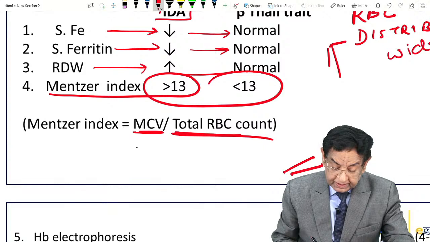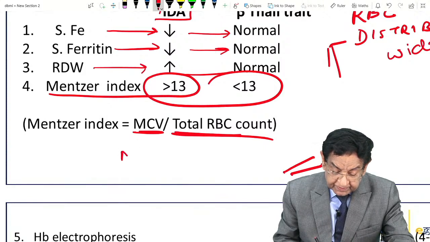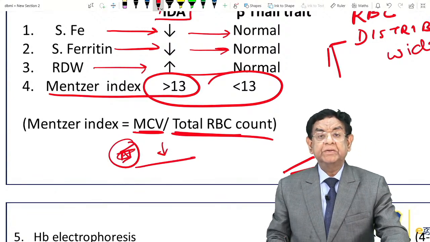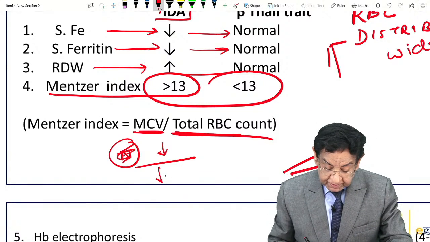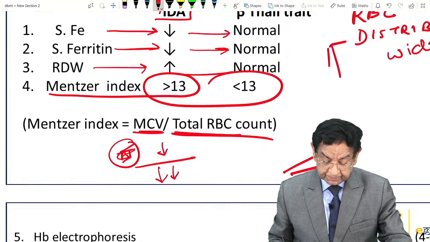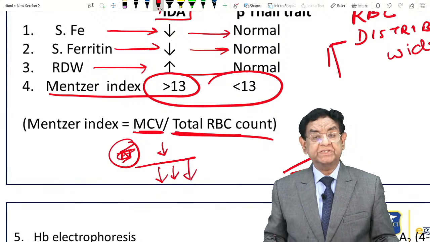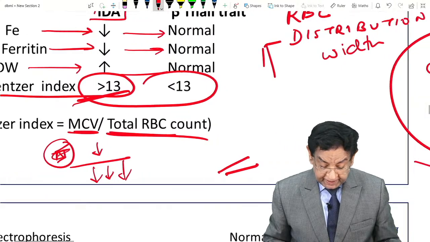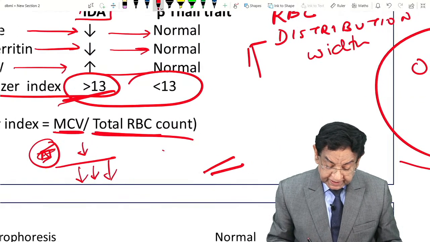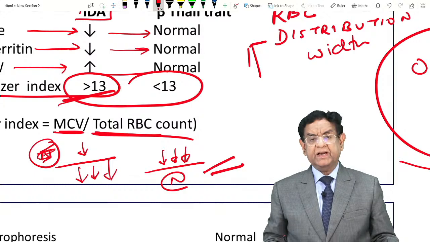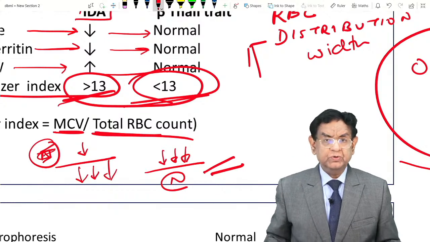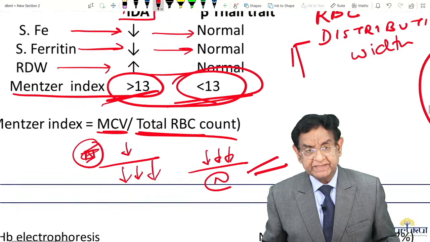In iron deficiency anemia, MCV is slightly reduced, but the RBC count is reduced much more than the MCV. The ratio is more than 13. But in beta thalassemia trait, MCV is reduced drastically and RBC count is near normal. That's why this is less than 13. So don't forget how we calculate the Mentzer index.